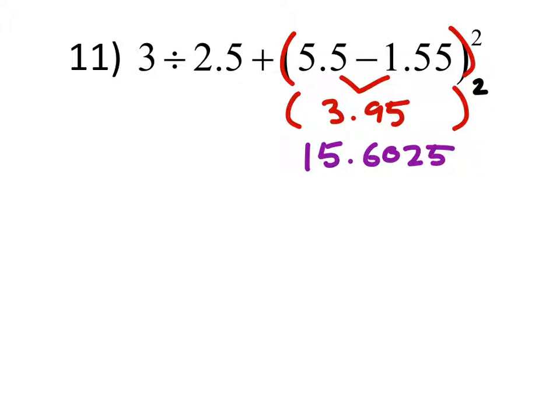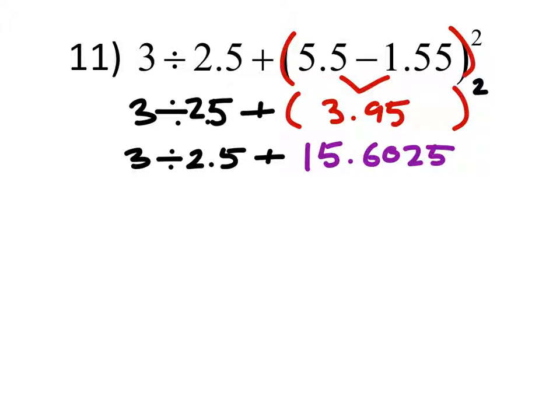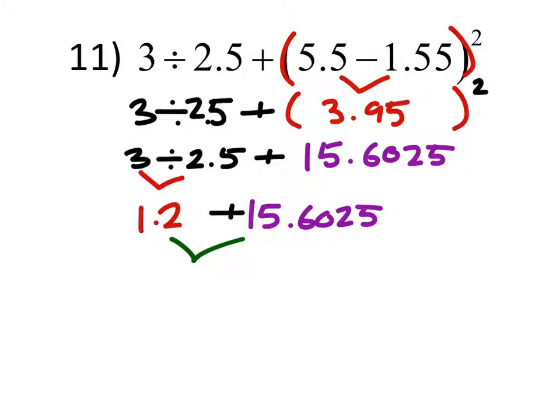Now we can't forget about the rest of that stuff. And this just shows us what we'll do next, right? We got to do 3 divided by 2.5, which is 1.2. And then we would add a 15.6025. And when we do, looks like we should get 16.8025.